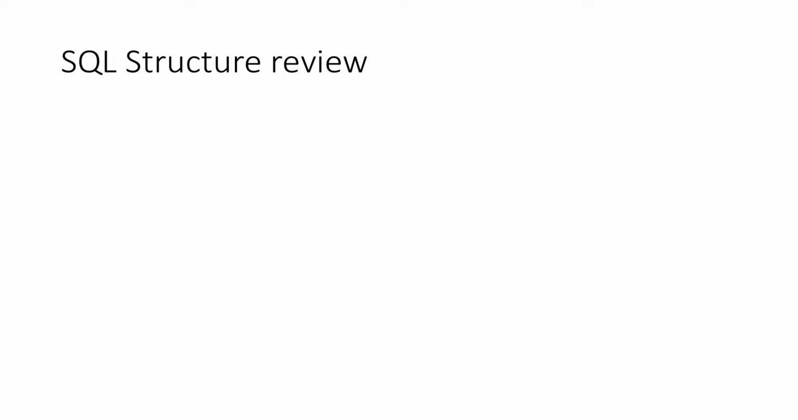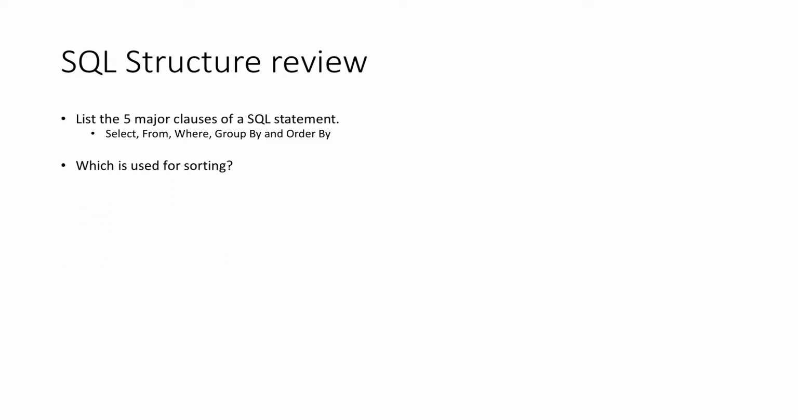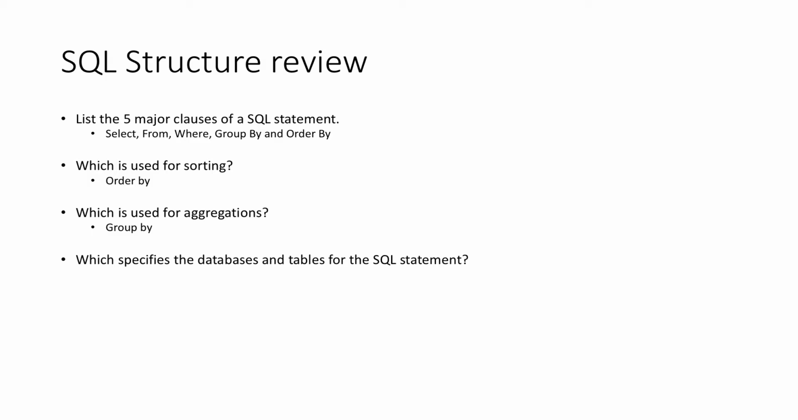SQL structure review. So now we're going to review the structure of a SQL statement. Oh, no, this is just a review. So list the 5 major clauses of a SQL statement. We have select, from, where, group by, and order by, which is used for sorting. Okay, that is the order by, which is used for aggregations. The group by, which specifies the database and tables for the SQL statement.